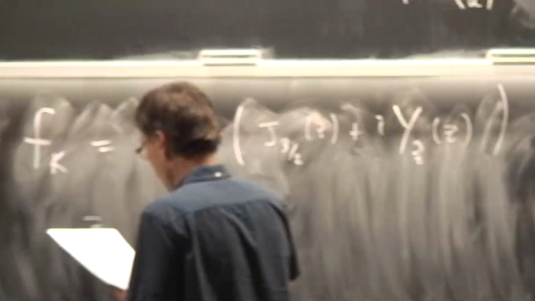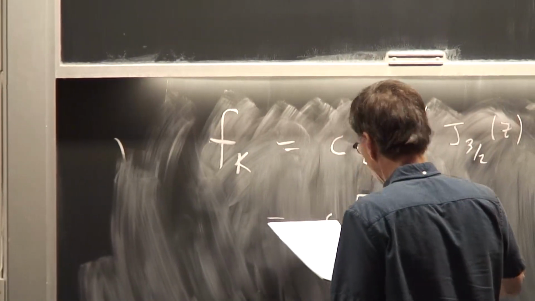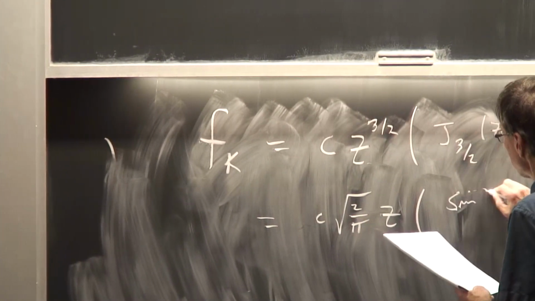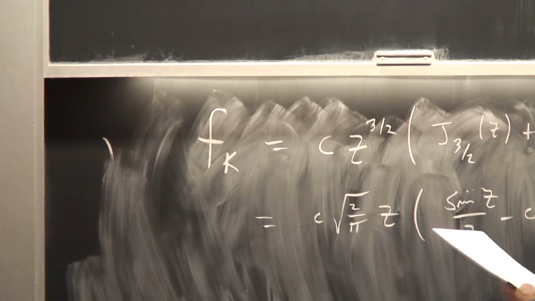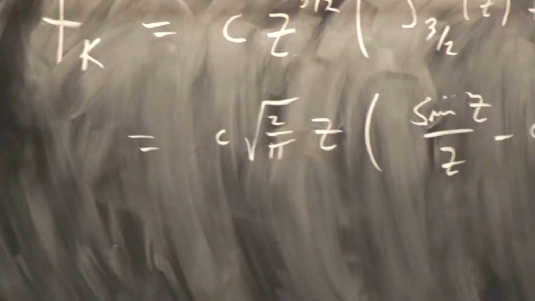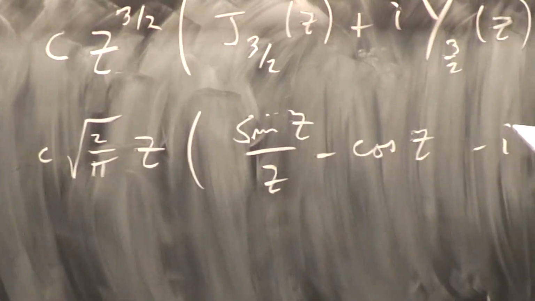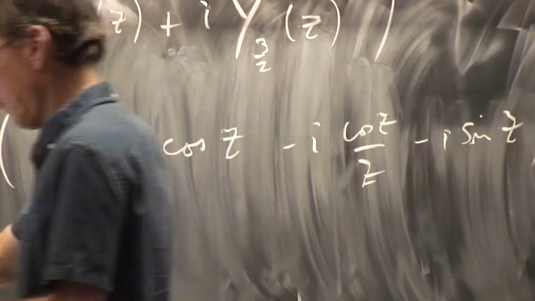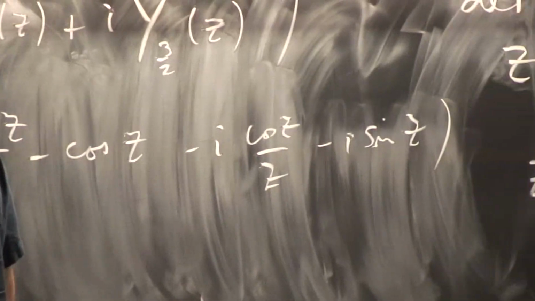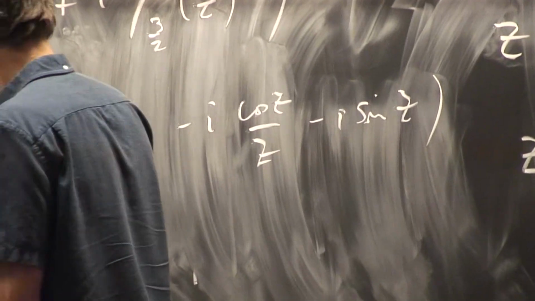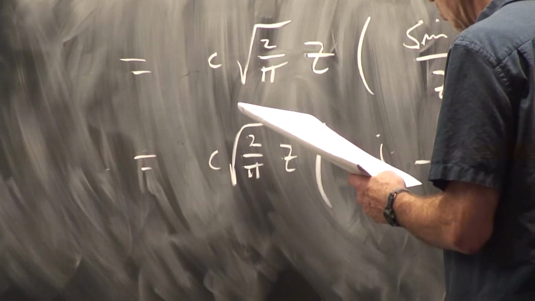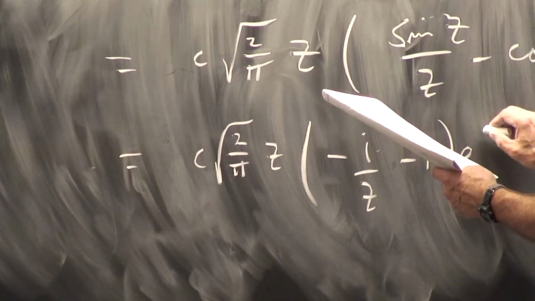So this is C. In terms of elementary functions, sine z over z minus cosine z minus i cosine z over z minus i sine z, or C 2 over root pi z. And then we get minus i over z minus 1 e to the iz.